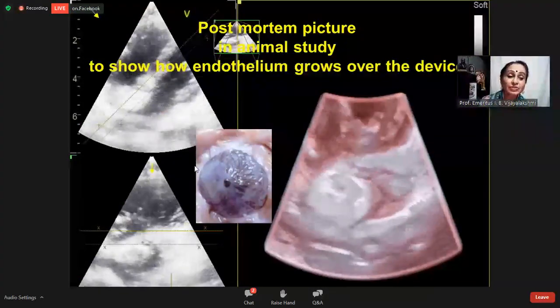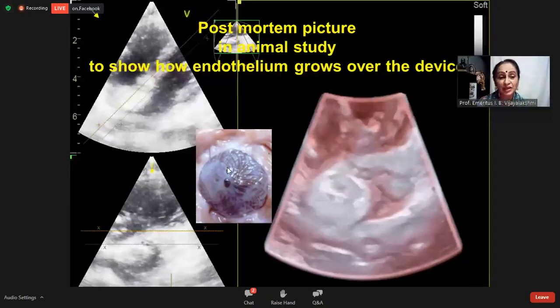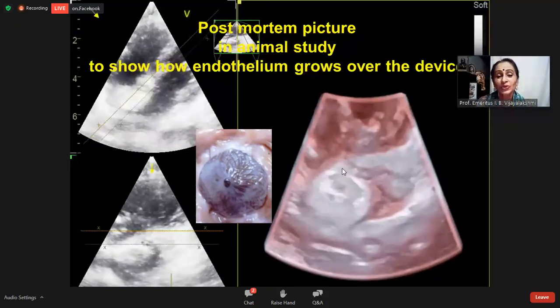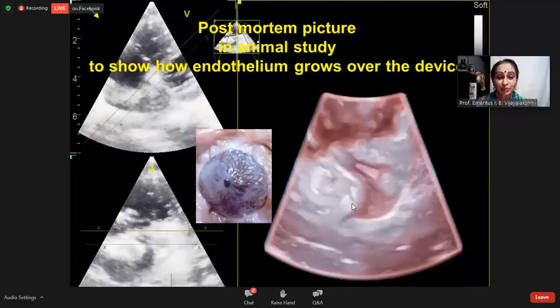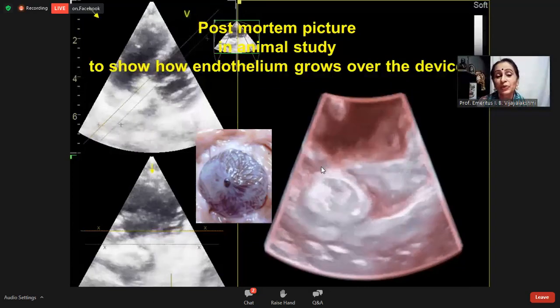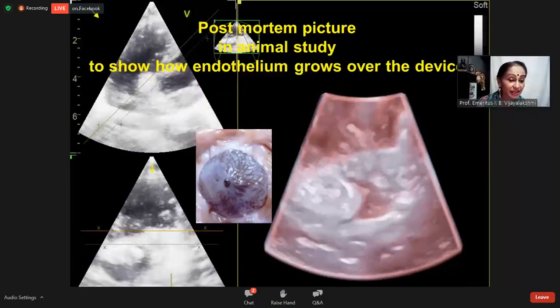Gone are the days when we used to see this device in the autopsy, whether the endothelium has grown over. But today we have the 4D echo. You can see that instead of giving 3 months, 6 months aspirin after the device closure, we can do the 4D echo, and how beautifully the whole device has become endothelialized, and that's how we can decide whether aspirin is to be stopped or not.